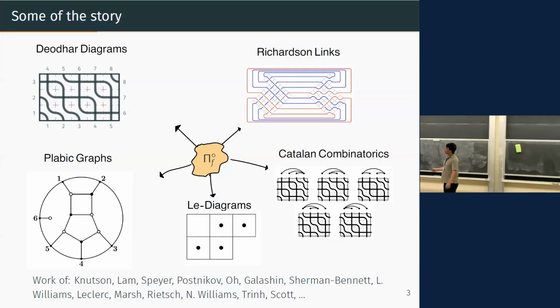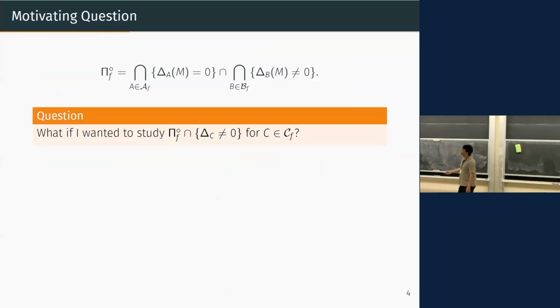So the question I have is: open positroid varieties have some subset of Plücker coordinates required to vanish, another subset required to not vanish, and a third subset that can be free. What if I look at one of those free Plücker coordinates and require it to not vanish? What happens? This is a subvariety of an open positroid.